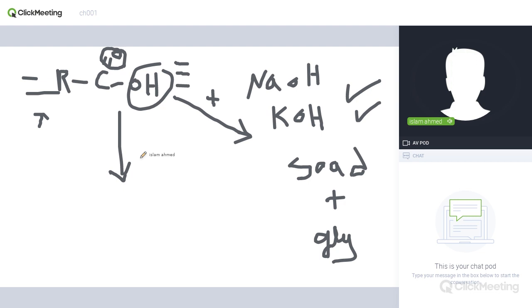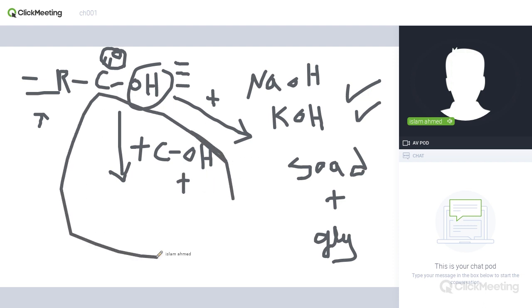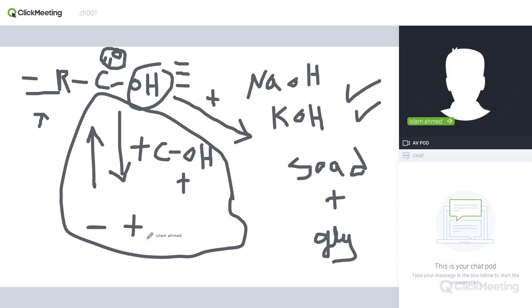The other thing is the esterification. If the carboxylic acid reacts with alcohol, it gives me an ester and water, and that reaction is called esterification. It is a forward and backward reaction, meaning if I have an ester and I add water to it, that will cause the reaction to go backward to give me acetic acid and an alcohol.